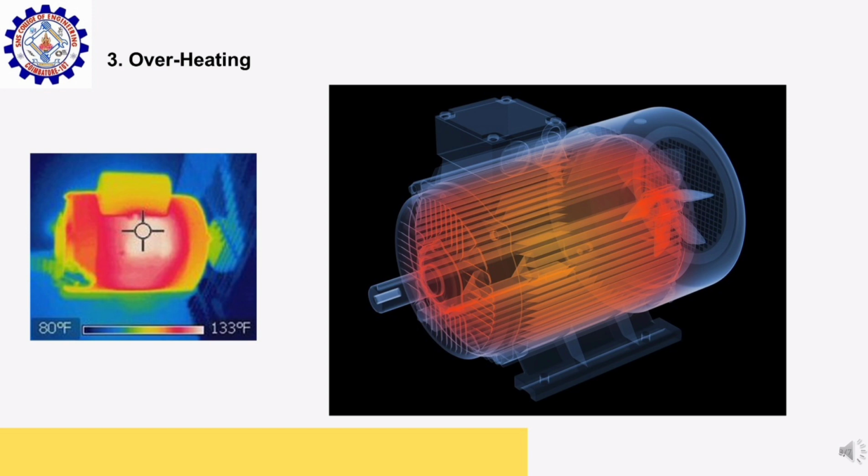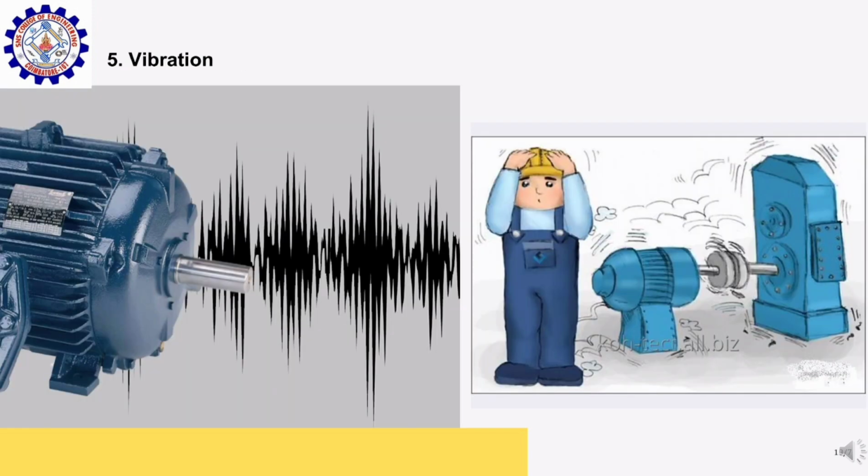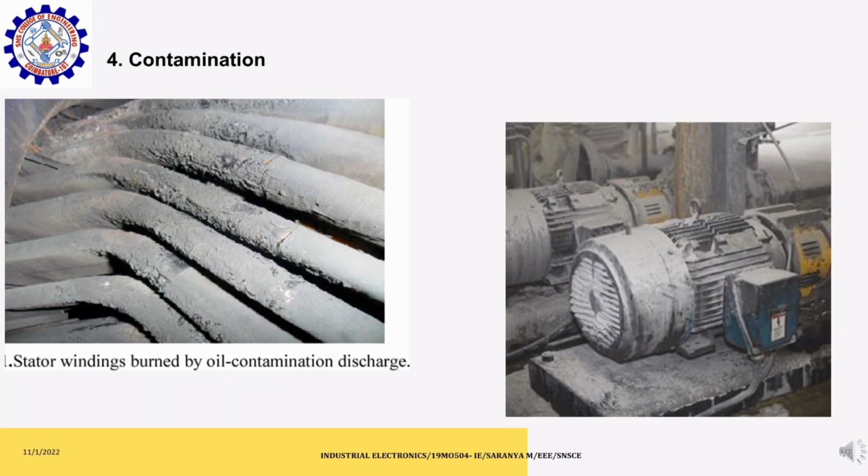And coming to the next one, overheating. Overheating is also one of the problems of motor failures. It can be caused by overloading beyond its rated capacity, which can increase the current flow and cause excessive heat generation. It is essential to ensure that the motor is appropriately sized for the load. Inadequate cooling can also be a reason for overheating, and also high ambient temperature.